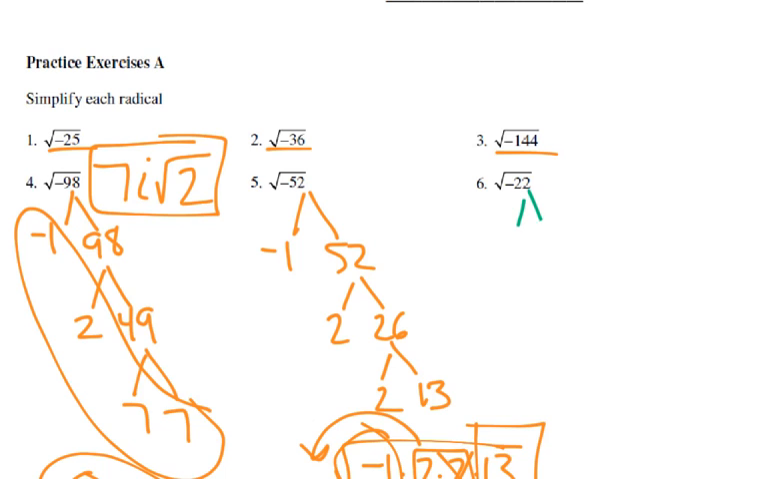Okay, number 6, 22, negative 1 first, then 2 and 11. So there's nothing else I can do, is there, other than remove the negative, and so have i root 22.